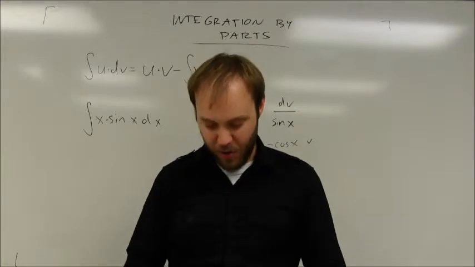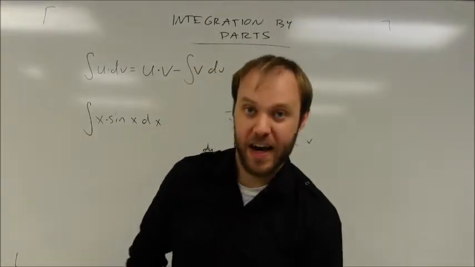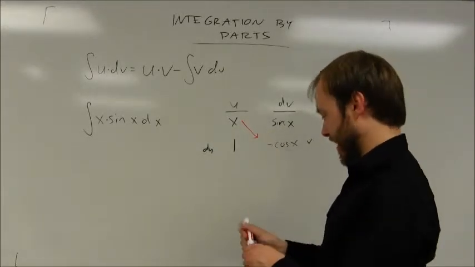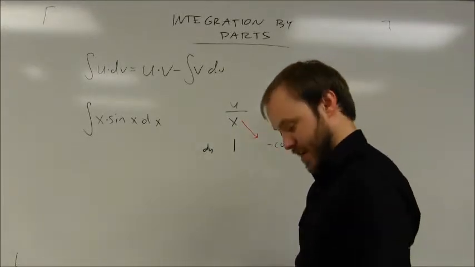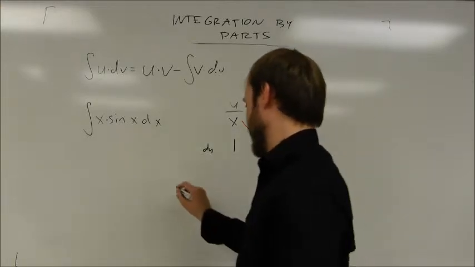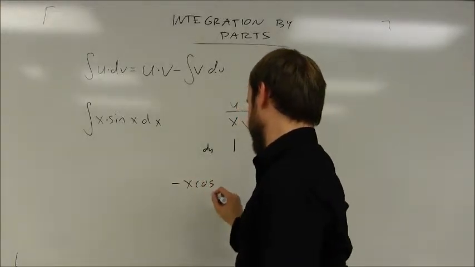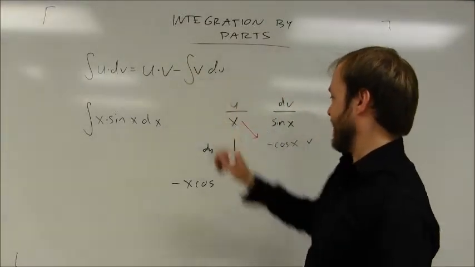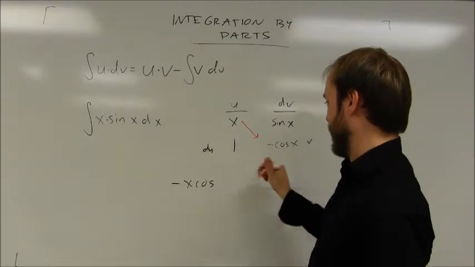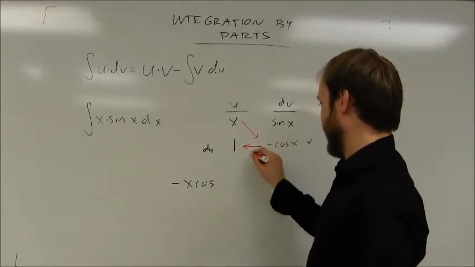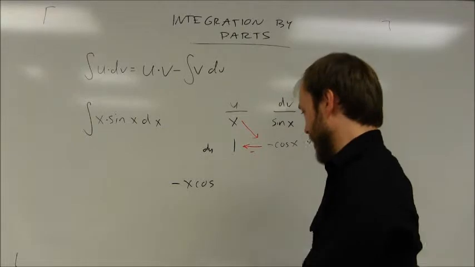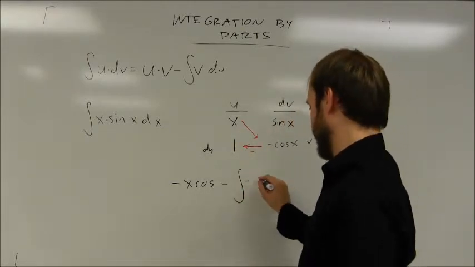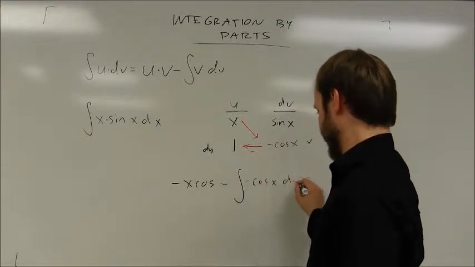I like the visual approach because it helps me remember it a little bit better. The formula says to take u times v. And in this case, that's x times the negative cosine of x. And so I'm going to write that as negative x cosine of x. And then it says to subtract the integral of v du, which are those two values right here. So we're going to subtract those two values. So minus the integral of 1 times the negative cosine of x, technically dx.